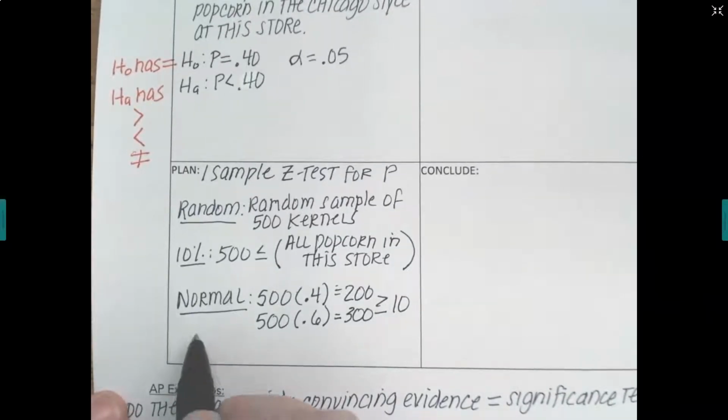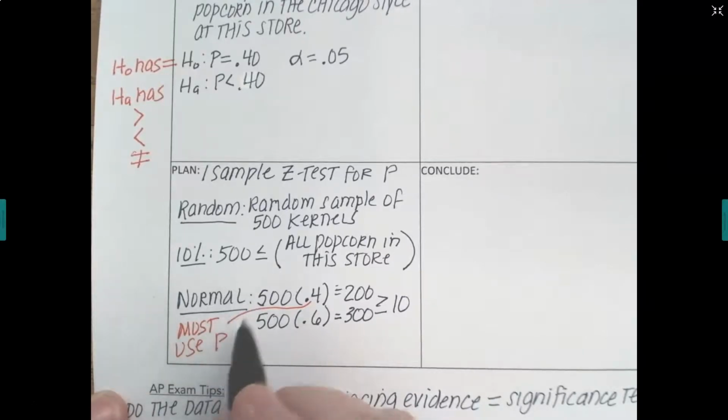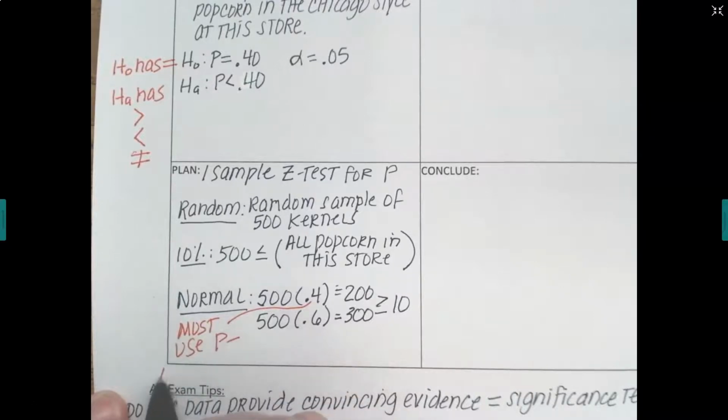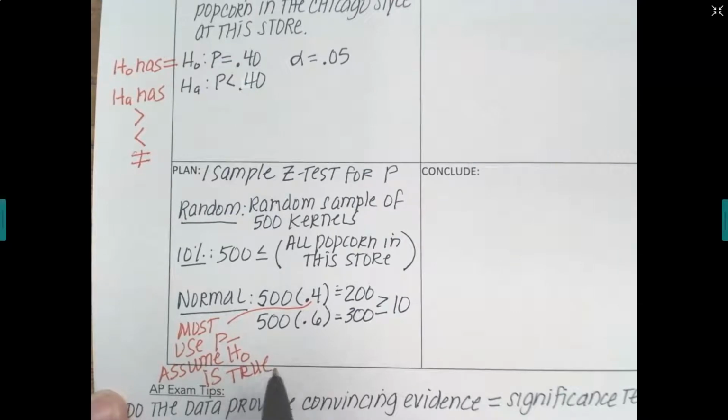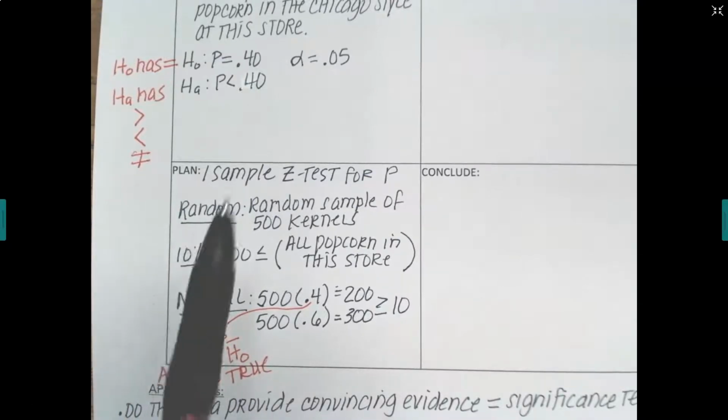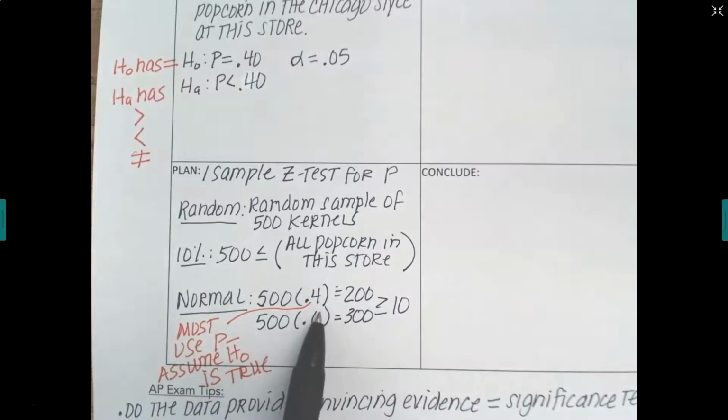So I want you to remember that you must use p if you have it. We're assuming the null is true, and if we're going to assume it's true, this is what we would expect to have happen. Okay, so that's why you've got to use that. If you have the population proportion, you have to use it here. All right, so we've checked our conditions now. Now we need to find our z-score.